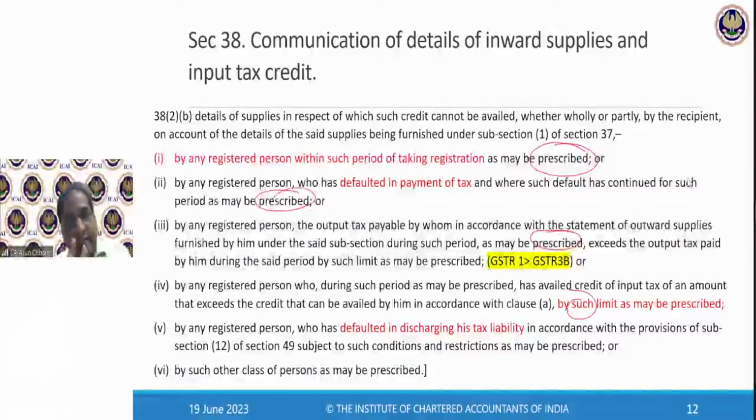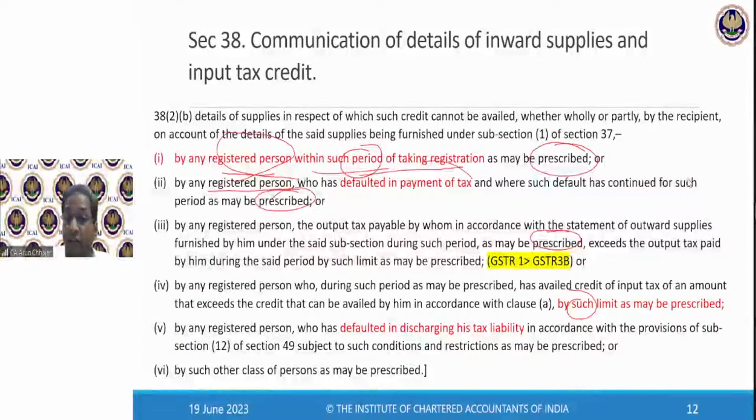As a result, this is not practically applicable. So you can read the conditions only. In future they will bring that if there is a purchase from a newly registered person, then they would fix a certain limit that within this period you cannot take the ITC. I'm talking about B, the recipient. If B is purchasing the goods from a newly registered person, then he cannot take the ITC for such period which may be prescribed. So as of now, it is not prescribed.